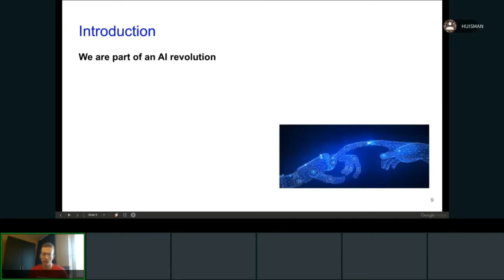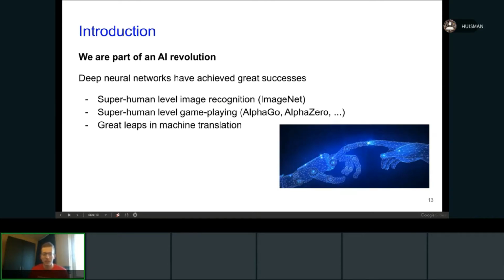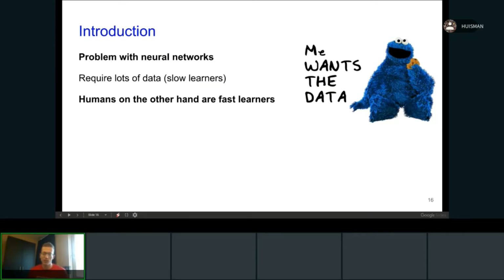Okay, so let's get started. We are really part of an AI revolution at this point. We are seeing neural networks achieving great successes in various areas, from superhuman level image recognition performance to superhuman level game playing performance with AlphaGo, AlphaZero, Alpha whatever. And also we are seeing some great leaps in machine translation. However, there are some problems with these neural networks. One problem of particular interest for our presentation is that they require lots of data. This means that they are slow learners. Humans, on the other hand, are fast learners. So we try to bridge this gap between human intelligence and deep learning.